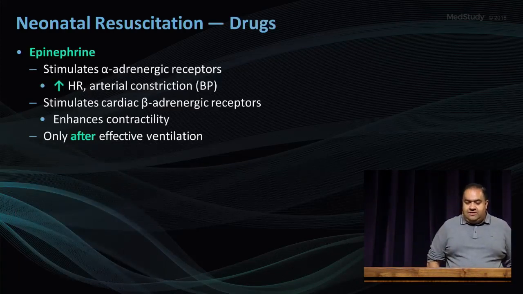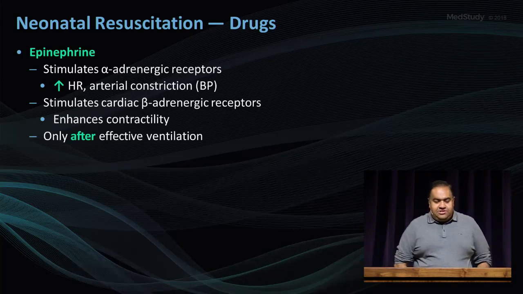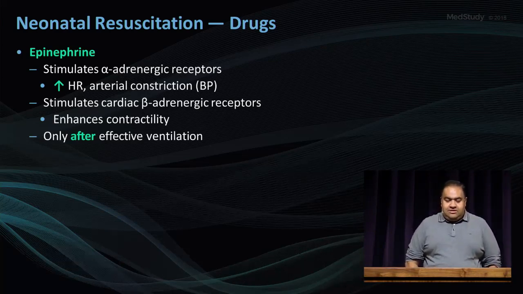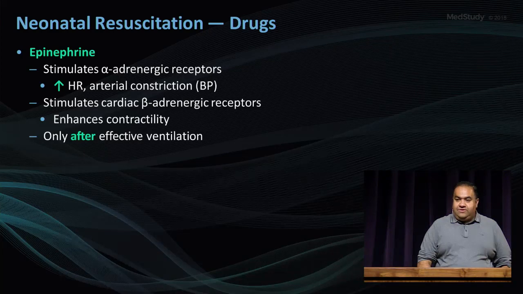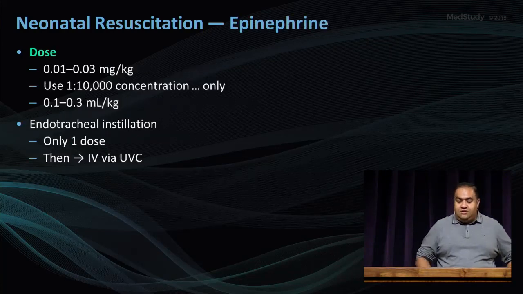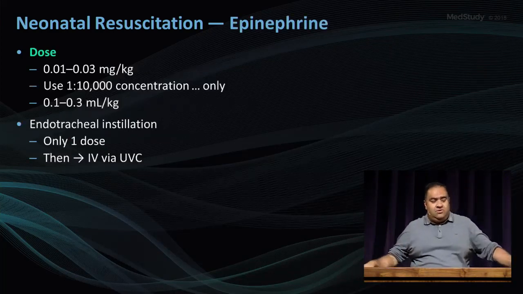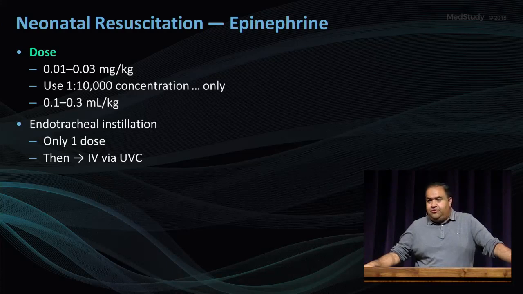Drugs, epinephrine. Epinephrine stimulates the alpha adrenergic receptors, increases your heart rate and arterial constriction, stimulates the cardiac beta adrenergic receptors, enhances contractility, and it's usually only effective after effective ventilation has occurred. The dose for epinephrine, you should get to know: 0.1 to 0.3 mL per kilogram, or 0.01 to 0.03 mg per kg of the 1 to 10,000 concentration.